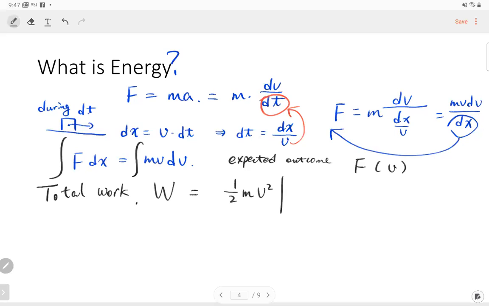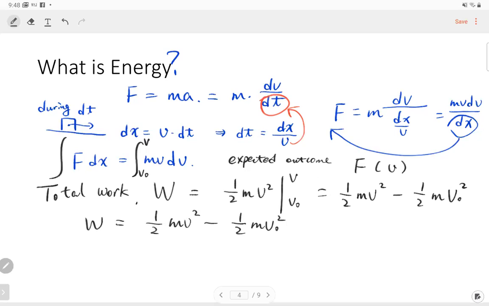And we need to use the Newton-Leibniz equation. The integration will be from the initial velocity to the final velocity, right? So the upper limit is v, and the lower limit is the initial velocity. So this is equal to 1/2 m times the final velocity squared minus 1/2 m times the initial velocity squared. Okay, so let's check this equation. We have work equal to 1/2 m v squared minus 1/2 m v zero squared.